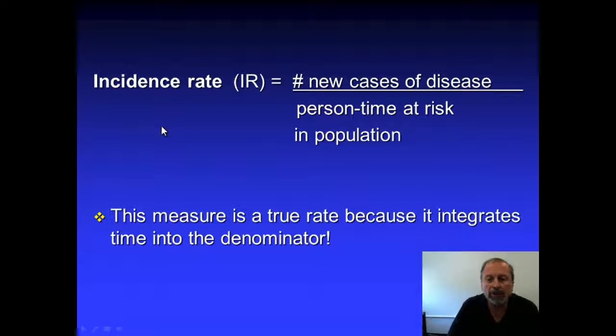So incidence rate, simply defined, is the number of new cases of disease divided by person time at risk in the population. So I have to now define what I mean by person time at risk in the population. But just before I do that, I mentioned before that a rate is something that takes into account time in the denominator, and incidence rate, also known as incidence density, integrates time into the denominator.